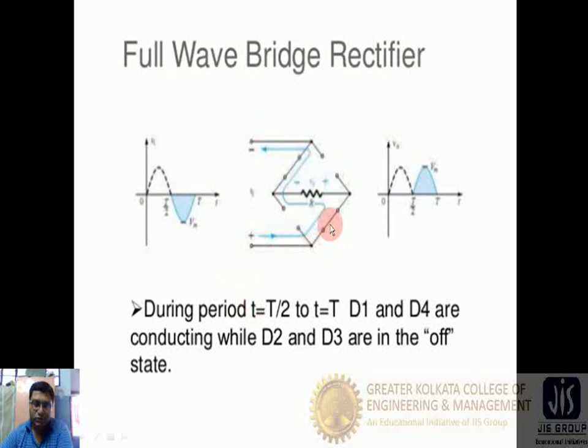So in this way, for the load resistance, the current is always flowing from the positive terminal to the negative terminal. So we get a direct current flow. A direct current flow happens through the load resistance. You can see a direct current through the load resistance. In this way, the rectification can be done with the help of a full wave bridge rectifier.